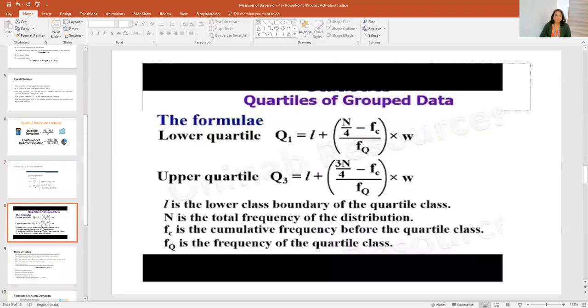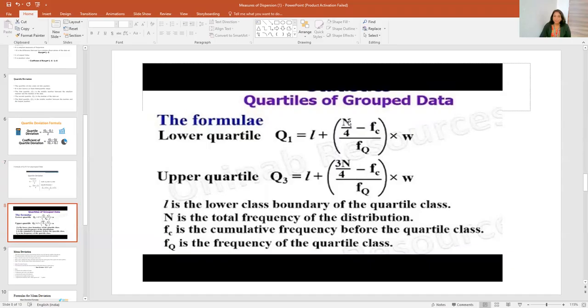And coming to grouped data, when there is a class interval, the lower quartile, that is Q1, is calculated as L plus (n by 4 minus FC) divided by frequency, multiplied by the width of the class interval. For Q3, the only difference is that instead of n by 4 it will be 3n by 4.